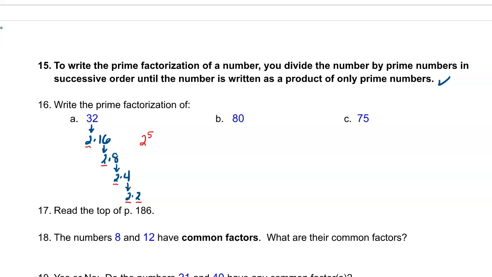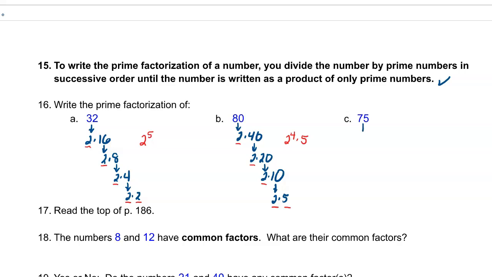Now let's do this with the number 80. 80 is an even number, so we know it will divide by 2. It's 2 times 40. 40 is an even number. It divides by 2. So 2 times 20. 20 is an even number. It divides by 2. 2 times 10. And 10 divides by 2, creating 2 times 5. And 5 is a prime number, so we don't need to try to further divide it. 80 is 2 times 2 times 2 times 2 times 5, or 2 to the 4th power times 5. 2 to the 4th power is 16. 16 times 5 is 80.